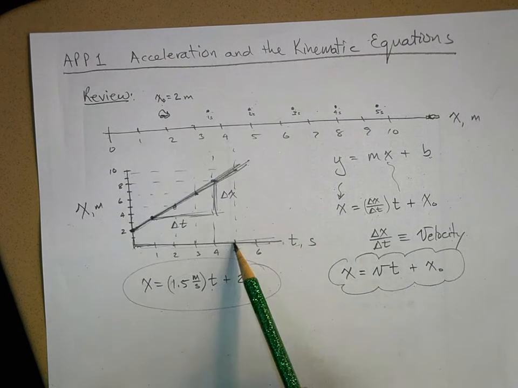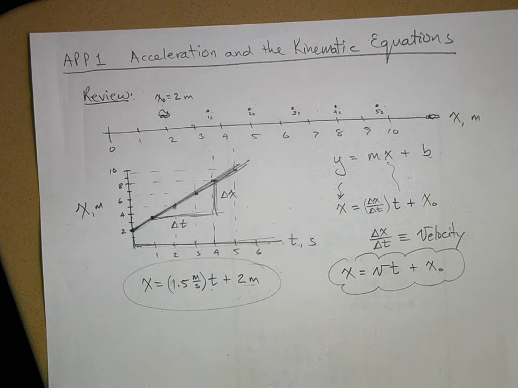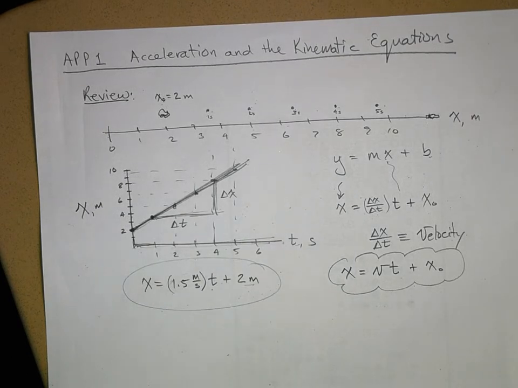I only went to 5 seconds, but can I use this mathematical model to tell where I'm going to be in 10 seconds? Sure. Just plug it in. 1.5 times 10 is 15 plus 2. So it'll be at 17 meters or close to it. Okay? So that's what we did last time.